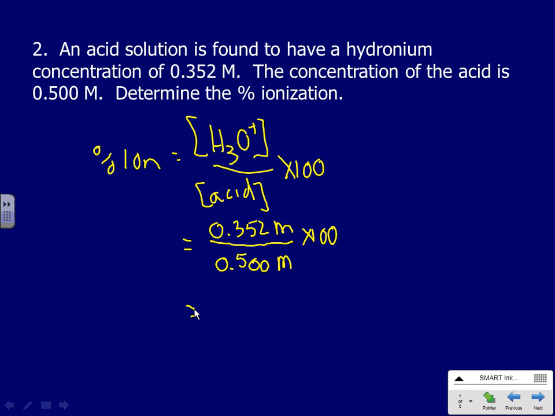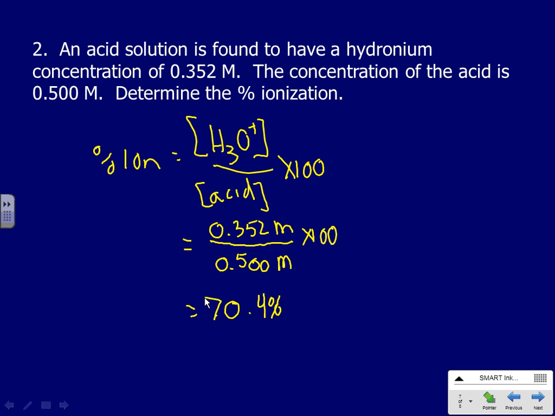We got it. Jess, you got it? 70.4%. 3 significant digits. Excellent. So that's 70% ionized. All right? Notice it doesn't even say what kind of acid it is. It doesn't matter. We can do a percent ionization and not know the identity of the acid. It doesn't affect anything.